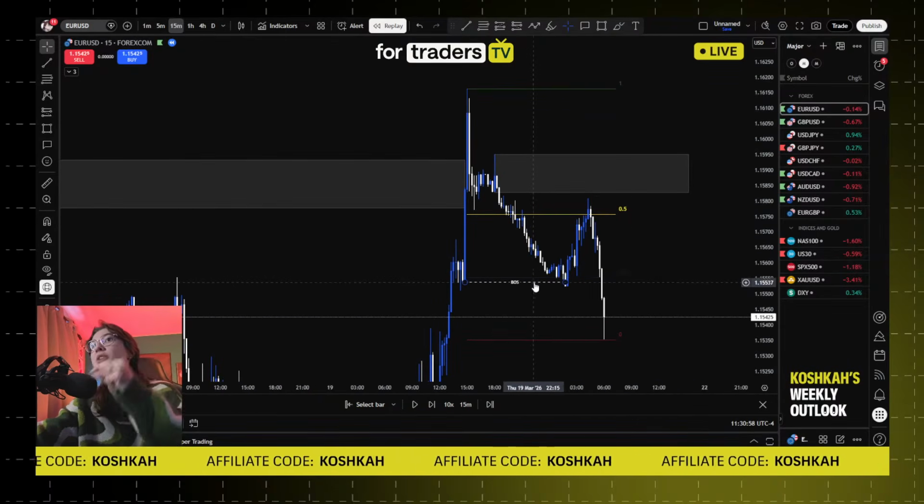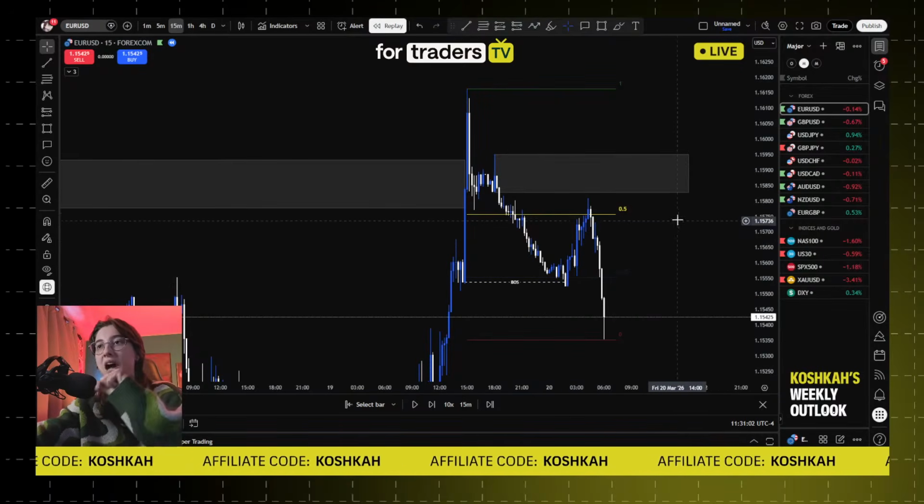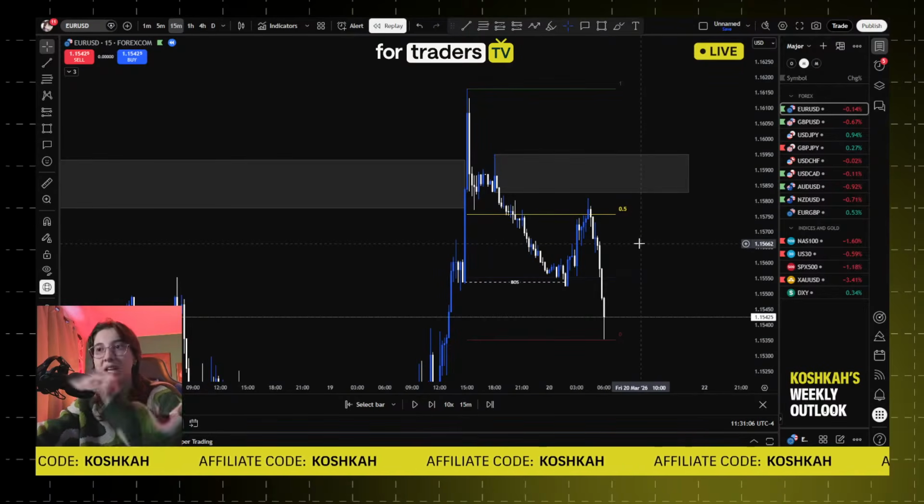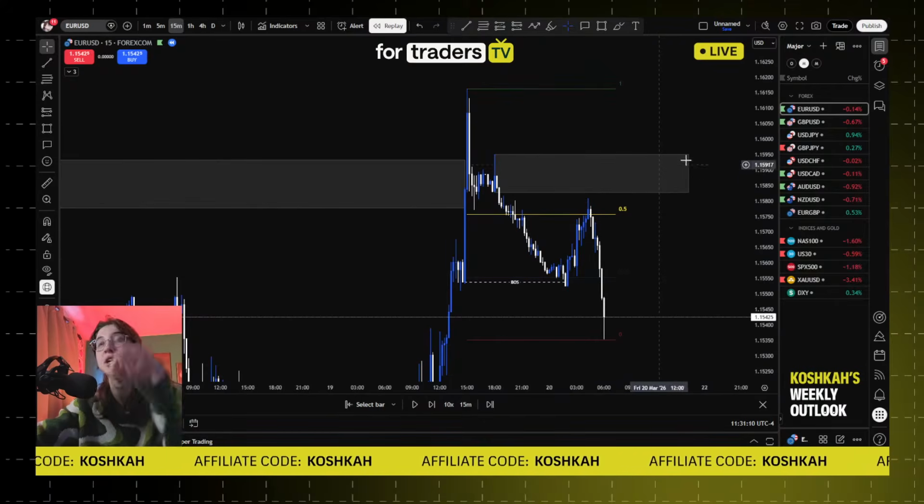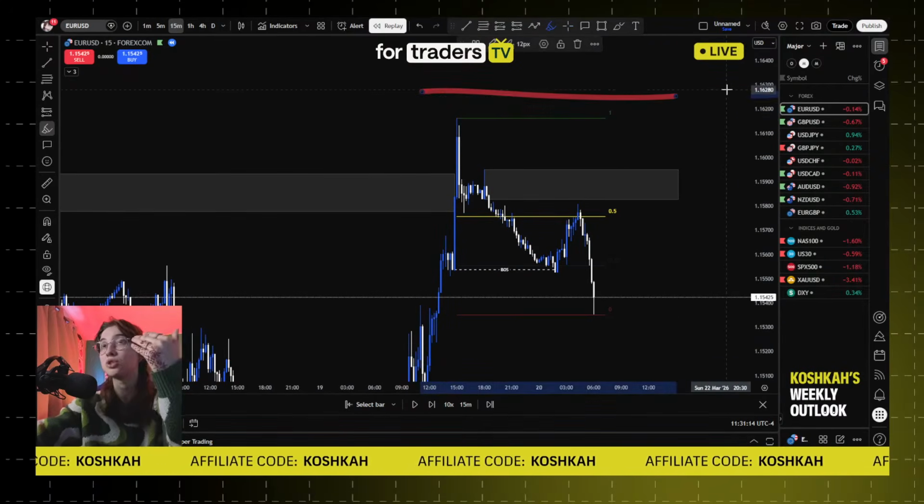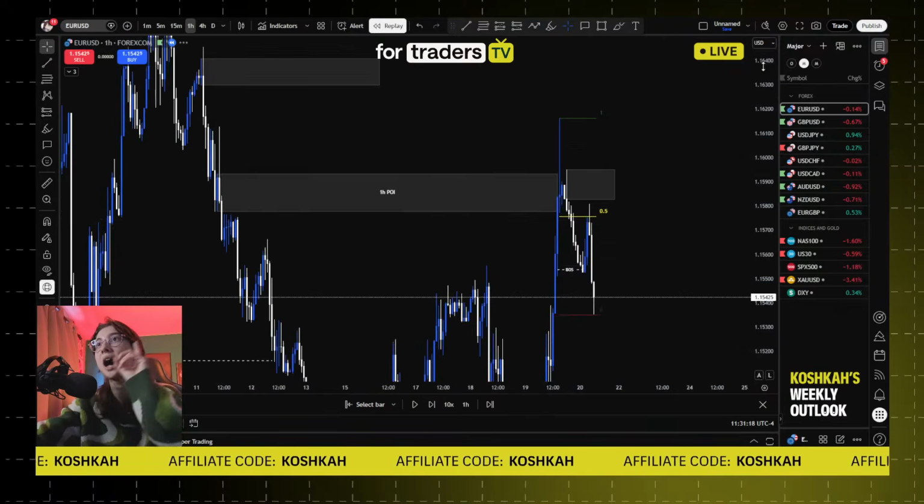After the 15-minute change of character, break of structure to the downside, exactly right here, that is our confirmation to look for an entry according to the strategy. We need to identify an extreme POI to look for an entry there, covering with your stop loss the overall 15-minute high, so your stop loss would be here, and the take profit final will be at the hourly low.